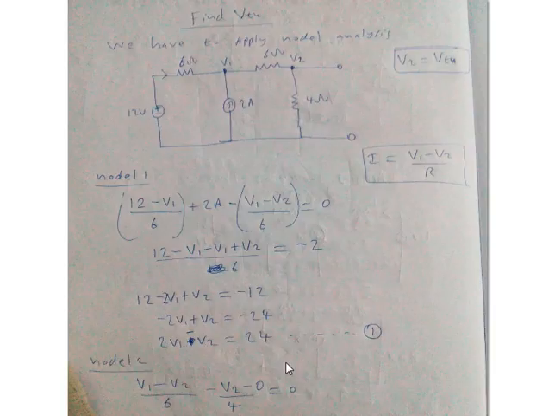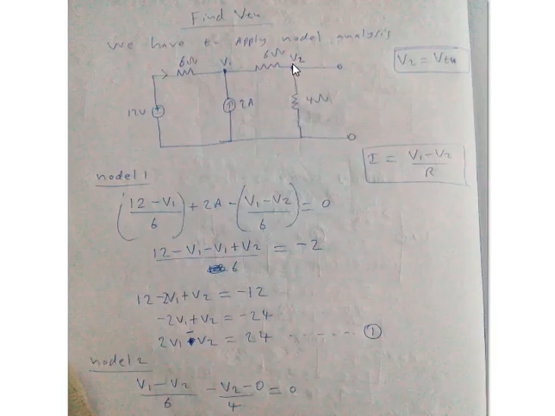And the next equation is nodal 2 we have to find, so it is based on this node, V2. Here you can see that current is coming from V1 to V2. Nodal 2 is based on V2. Current is coming from here to V2, so that means it is positive. So V1 minus V2 divided by 6.